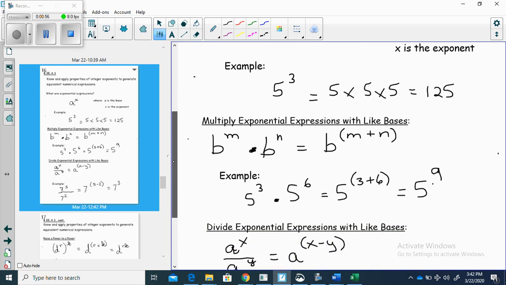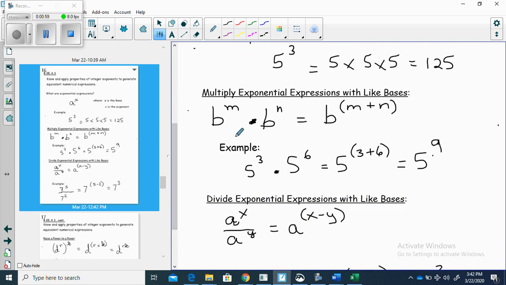Now let's review how we use this. What if we're multiplying exponential expressions with like bases? Like bases means that the bases are the same. In this case, our base is both the variable b. Here we're raising b to the m power, and we're multiplying it by b to the n power. So b to the m power times b to the n power is equal to b to the m plus n. Notice how we're adding our exponents? When we multiply with like bases, we add the exponents.